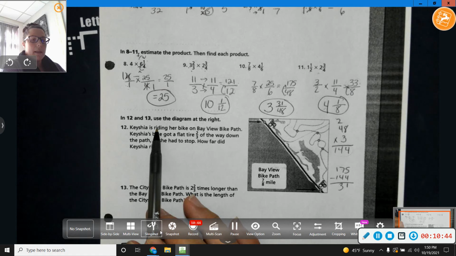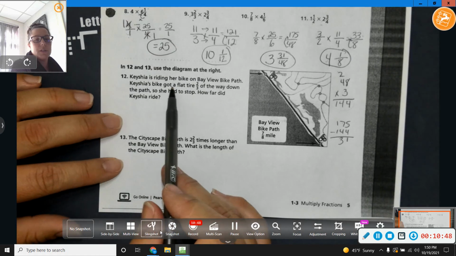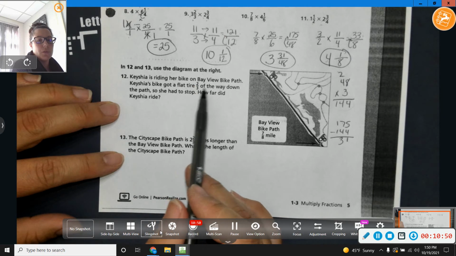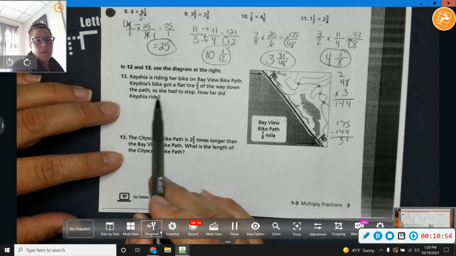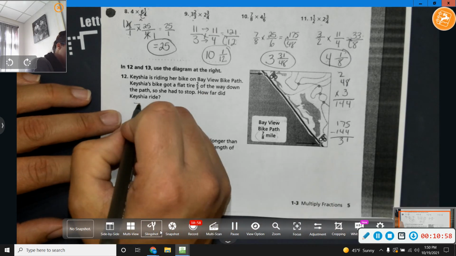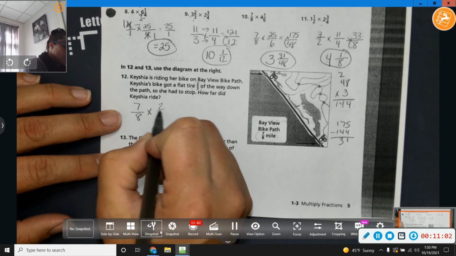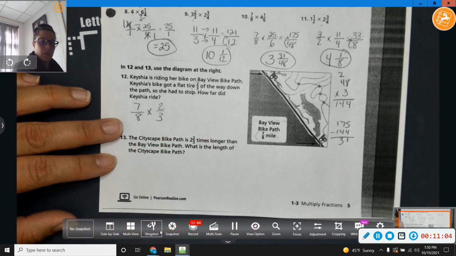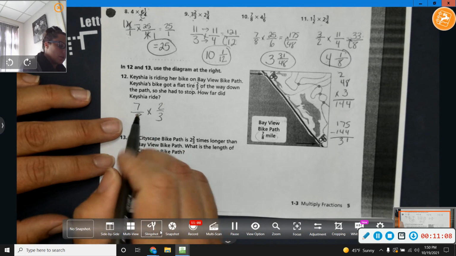Keisha is riding her bike on Bayview Bike Path. Keisha's bike got a flat tire 2/3 of the way down the path, so she had to stop. How far did Keisha ride? Well, Bayview Bike Path is 7/8 of a mile, and she made it 2/3 of a mile. Okay? I can't reduce these ones, but I can reduce this.